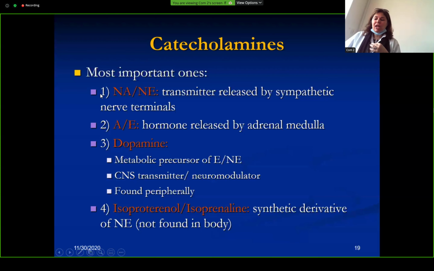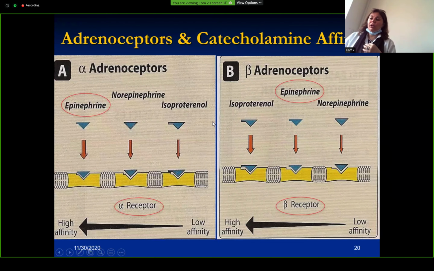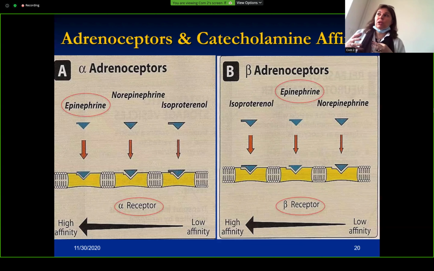So this is the difference when we say epinephrine, norepinephrine, and isoproterenol. Remember, epinephrine and norepinephrine are found in the body; isoproterenol is not. Epinephrine has more affinity for alpha. That's why in cardiogenic shock, or when you have bleeding, which one is the most vasoconstrictor, epinephrine or norepinephrine? They have more affinity for alpha, so the epinephrine. Also in the beta, you have isoproterenol, epinephrine, and norepinephrine. Still the epinephrine, that's why I circled it for you.